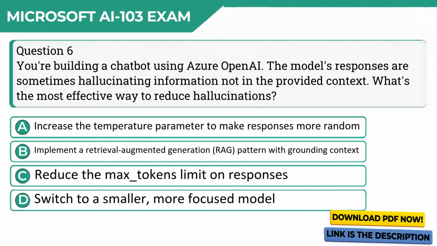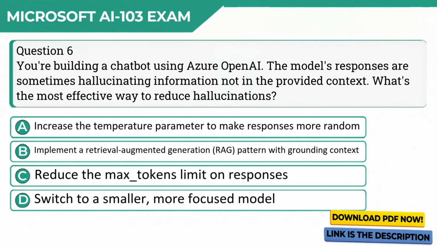Question 5. Which Azure service is used to detect and filter harmful content in AI application outputs before they reach end users? A. Azure Defender for Cloud. B. Azure Content Safety API. C. Azure Policy. D. Azure Application Insights. Correct answer, B. Azure Content Safety API. Explanation: Azure Content Safety API detects harmful content categories in both text and images: hate speech, sexual content, violence, self-harm references. Integration into your pipeline is a best practice for responsible AI that AI-103 expects you to implement.